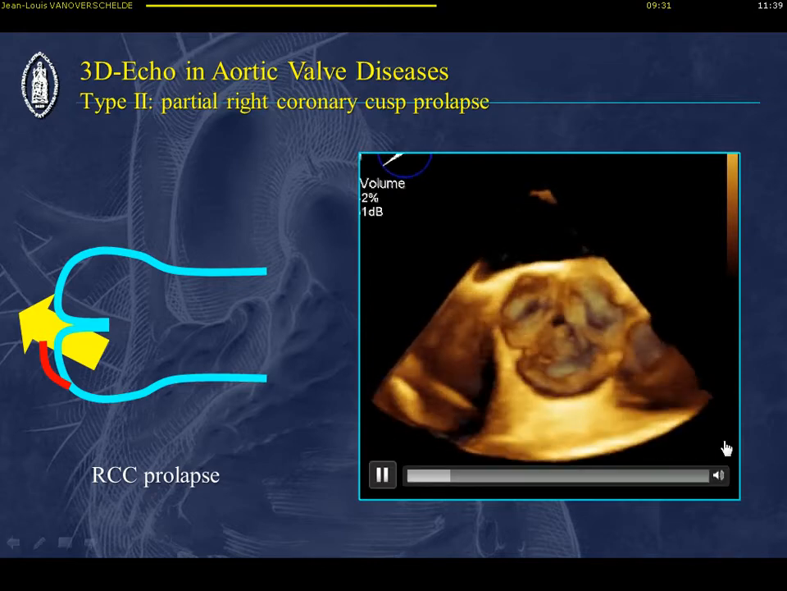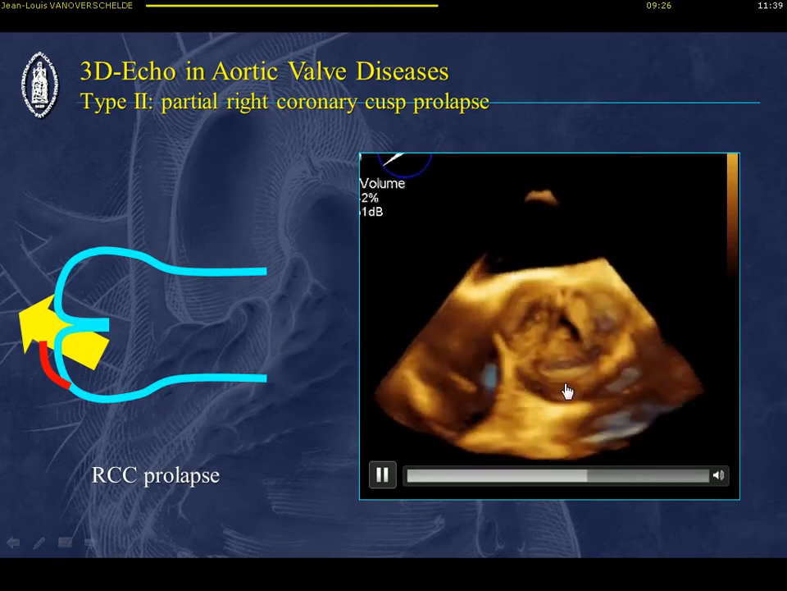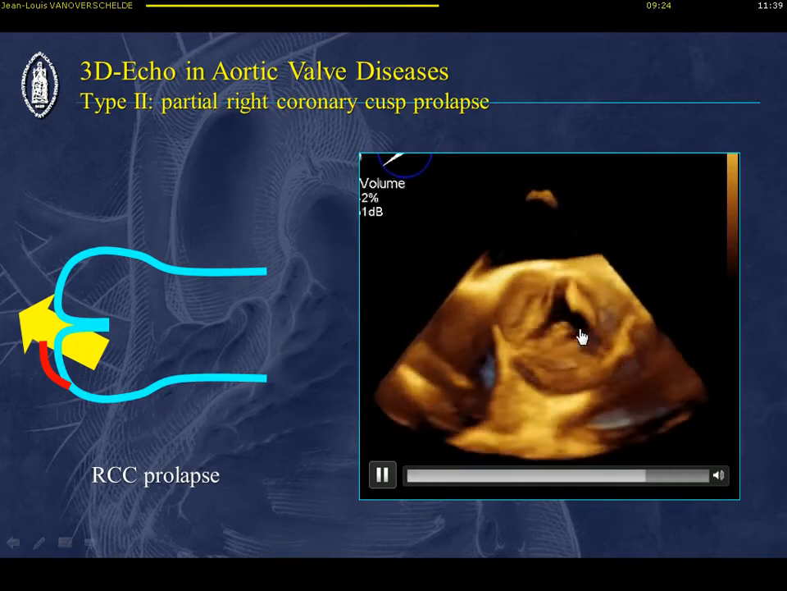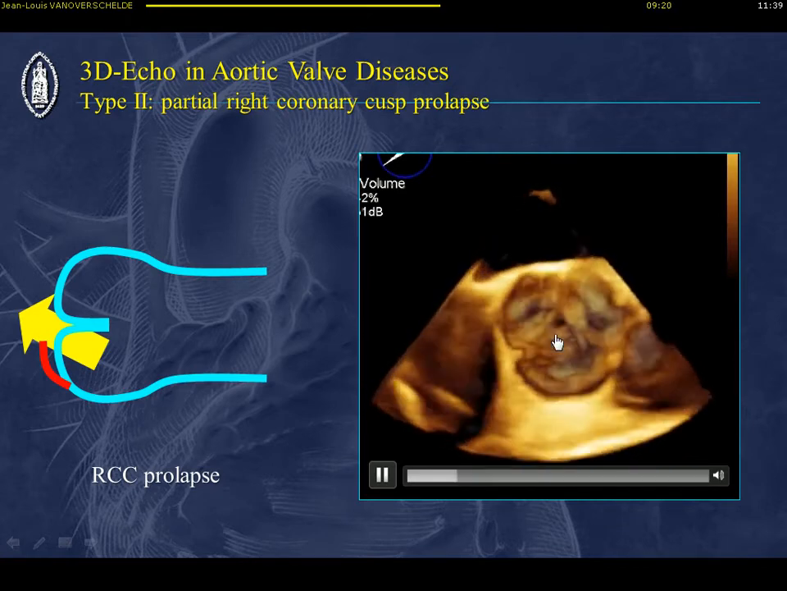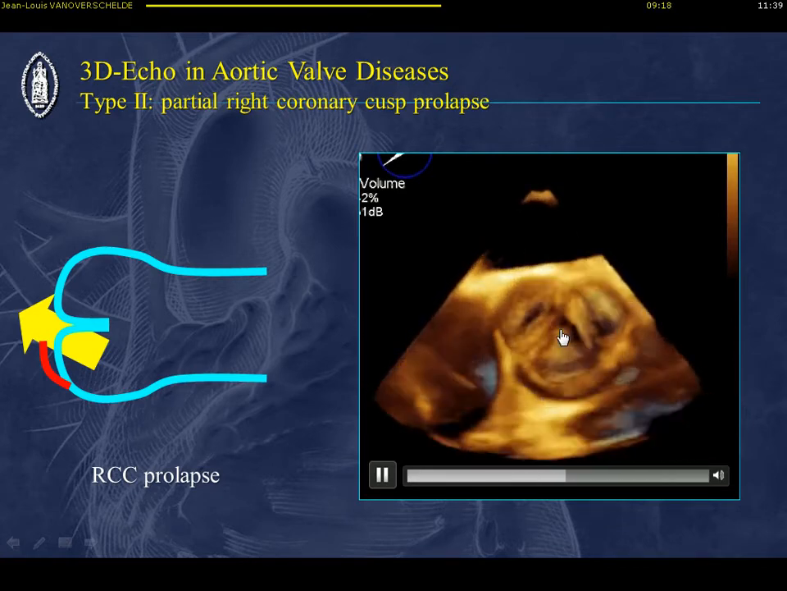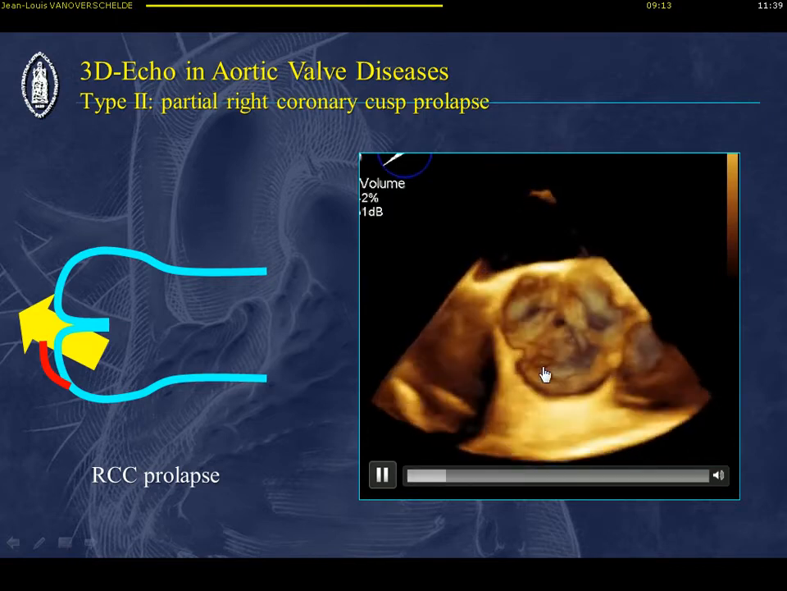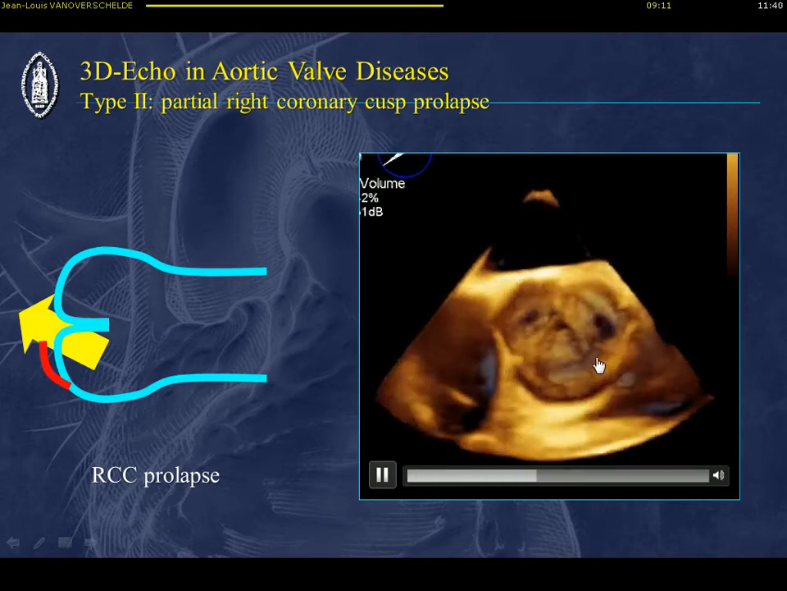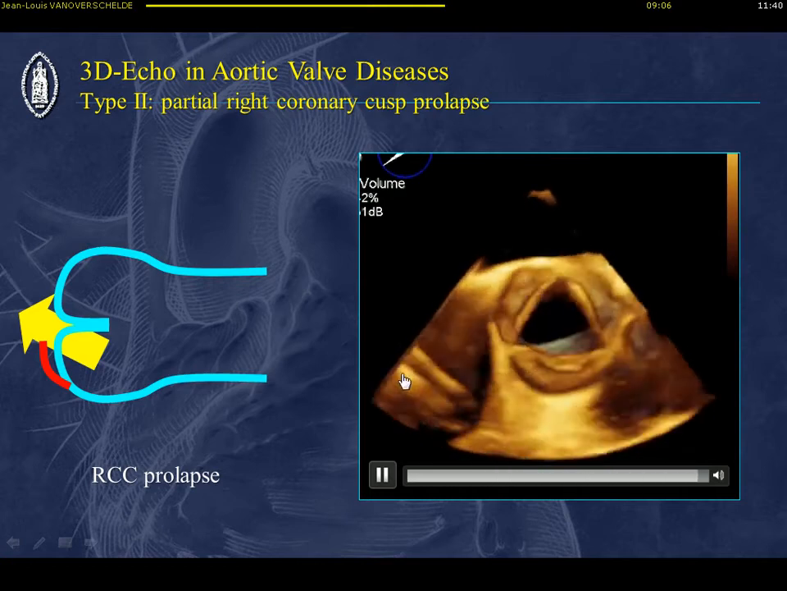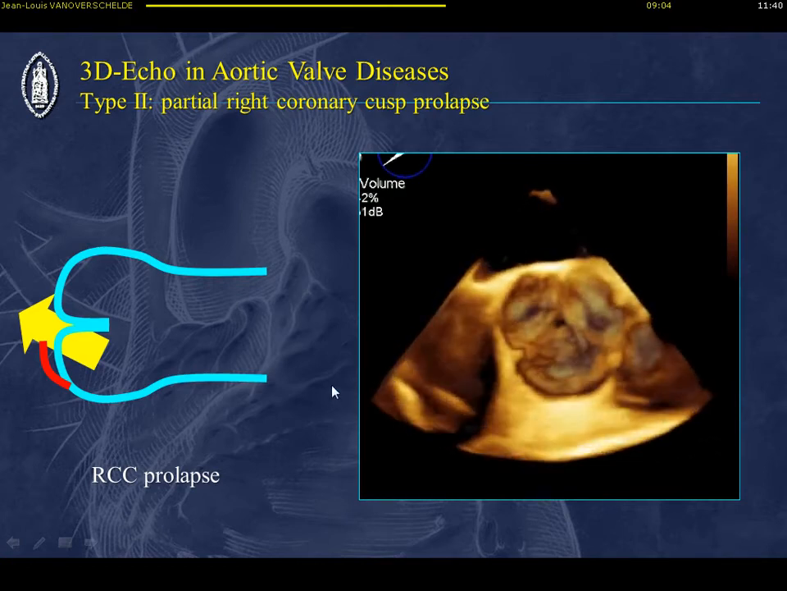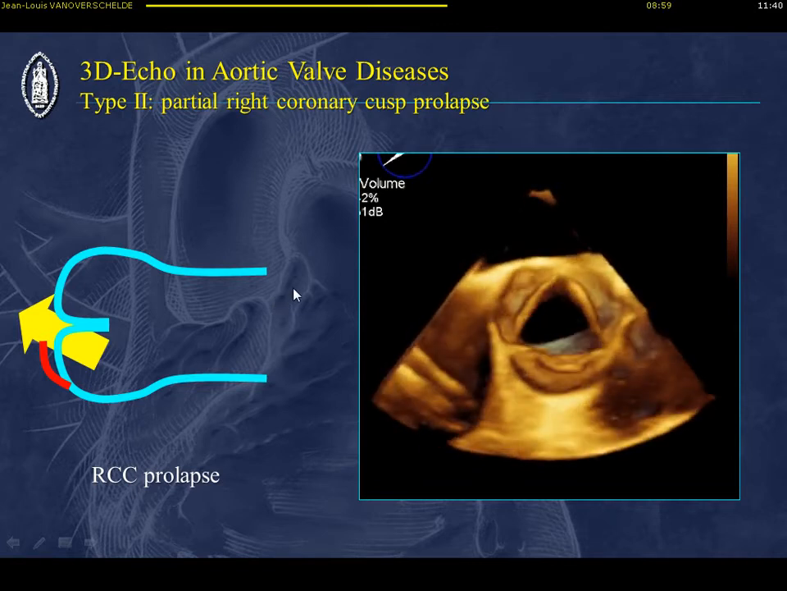So let's just orient ourselves. This is the left, this is the non-coronary cusp, the right is in front. And as you can see, the distal part of that right coronary cusp is going down into the LVOT. There is a small gap there, and if we change the orientation, we would see the orifice of the jet. And this is usually associated with a bending here in the middle of the valve, and the distal part is just everted into the left ventricular outflow tract.